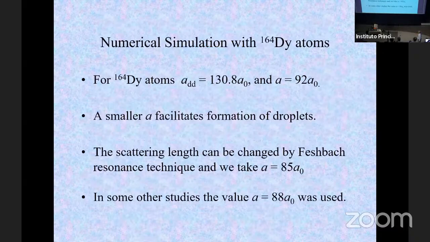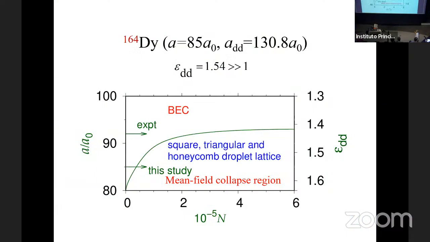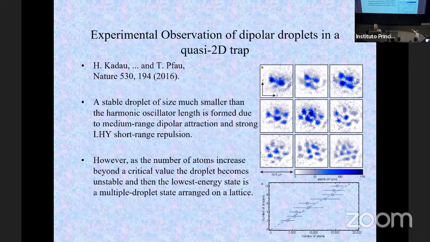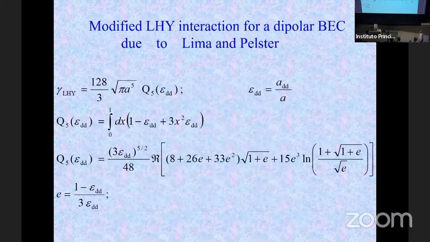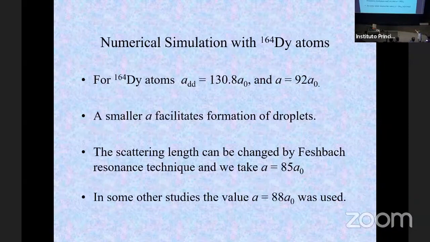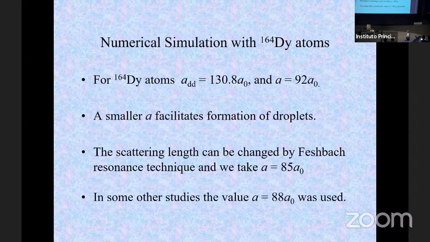So I'll be talking about the 2D trap mostly, a numerical simulation with dysprosium atoms. ADD is this, and A experimentally is this. A smaller A facilitates the formation of droplets. You have seen that the collapse region in that figure is here down below. The experiment marginally touches the collapse region. So it will be better to keep it where it goes well into the collapse region. So you can use the Feshbach resonance to take the scattering length to 85. In some other studies, 88 was used.